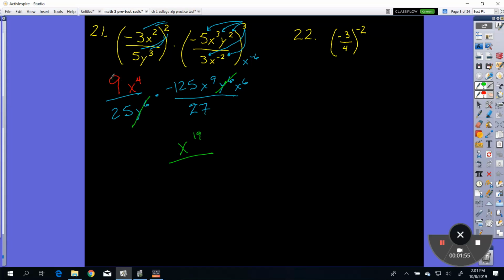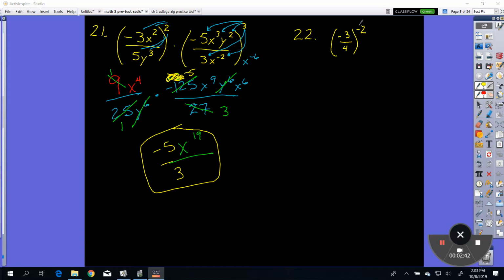9 and 27 are each divisible by 9. So 9 divided by 9 is 1. 27 divided by 9 is 3. 125 and 25 are each divisible by 25, so that's 1, and that's negative 3. Well, that's convenient. Negative 3 and 3 will each divide. So 125 divided by 25 isn't 3. 125 divided by 25 is negative 5. So that'll be negative 5 here and 3 here. And there's not anything else left, so that is the solution. So good catch on the mistake.